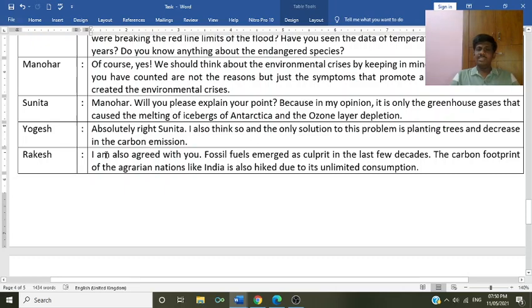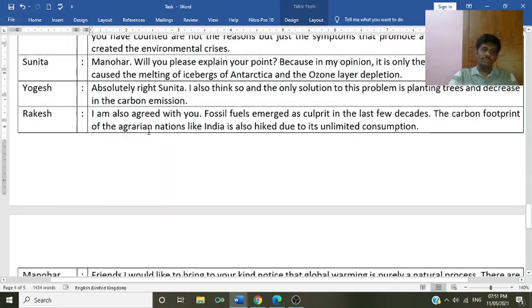Fossil fuel has emerged as a culprit in the last few decades. The carbon footprint of agrarian nations like India has also risen due to its unlimited consumption. So see, Rakesh, Sunita, and Yogesh agreed with each other. Only Manohar is opposing, or Manohar is bringing another angle to this topic.